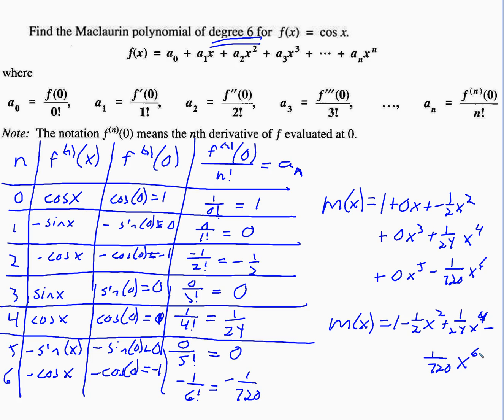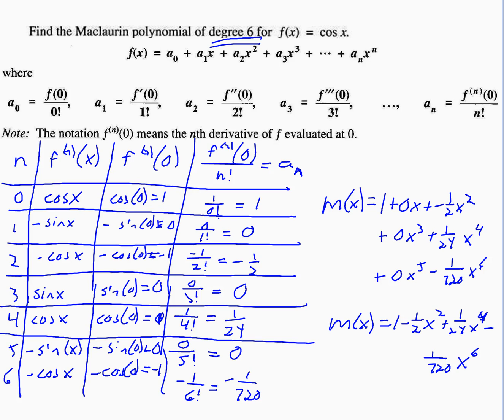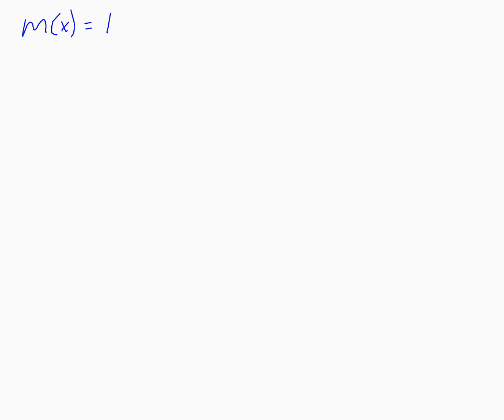I'm going to go ahead and add a slide here, and we're going to look at that a little bit closer. So we saw that our Maclaurin polynomial for cosine was 1 minus 1/2 x squared plus 1/24 x to the fourth minus 1/720 x to the sixth. And this would have continued.